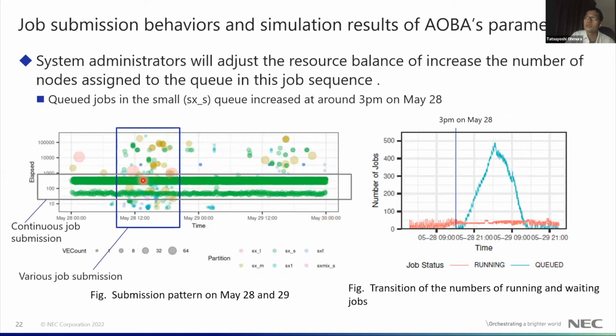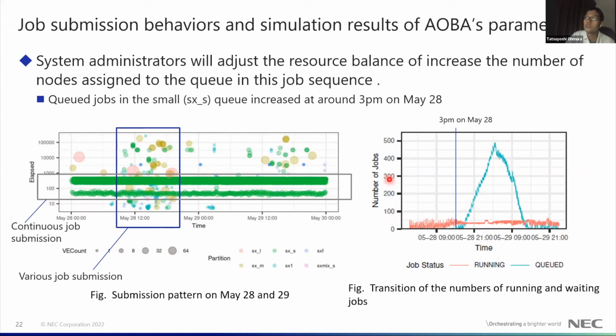Let us discuss the effect of power saving in the busy period. The left figure focuses on the job trace in two days of the busy period. You can see that there are continuous job submissions and various job submissions.